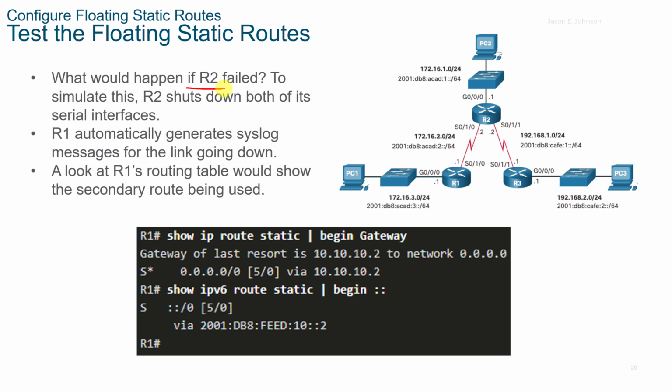So what happens if R2 fails? To simulate this, R2 shuts down both of its serial interfaces. R1 automatically generates syslog messages for the link going down, and a look at R1's routing table would show the secondary route being used.